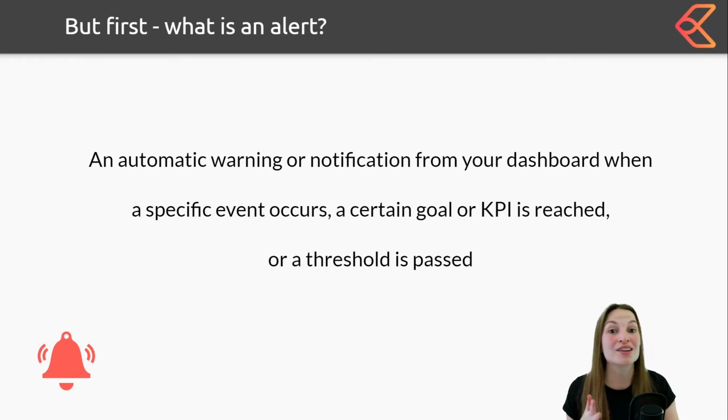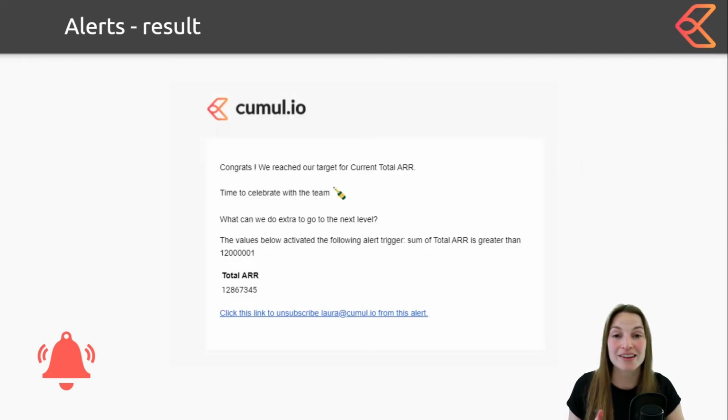So first of all, what is an alert? An alert is an automatic warning or notification for when a specific value, KPI or threshold is reached. And this is something you can define yourself. When you set an alert in Camalayo and you get a notification, it looks like this. It's an email that you can receive, and you can define the content of this email, and also define when this email should be sent out. So in this case, we have reached our ARR target and it's time to celebrate.